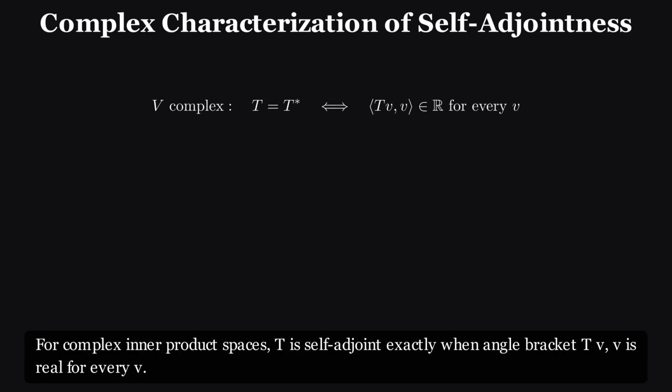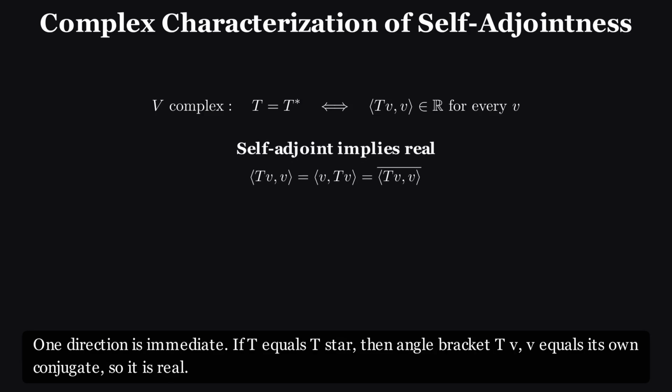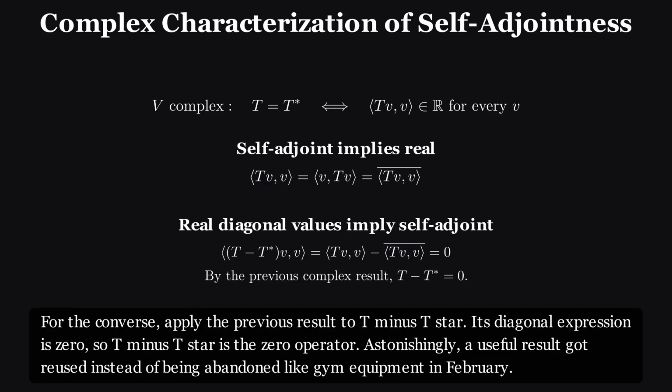For complex inner product spaces, T is self-adjoint exactly when angle bracket TV, V is real for every V. One direction is immediate. If T equals T star, then angle bracket TV, V equals its own conjugate, so it is real. For the converse, apply the previous result to T minus T star. Its diagonal expression is 0. So T minus T star is the 0 operator. Astonishingly, a useful result got reused instead of being abandoned like gym equipment in February.